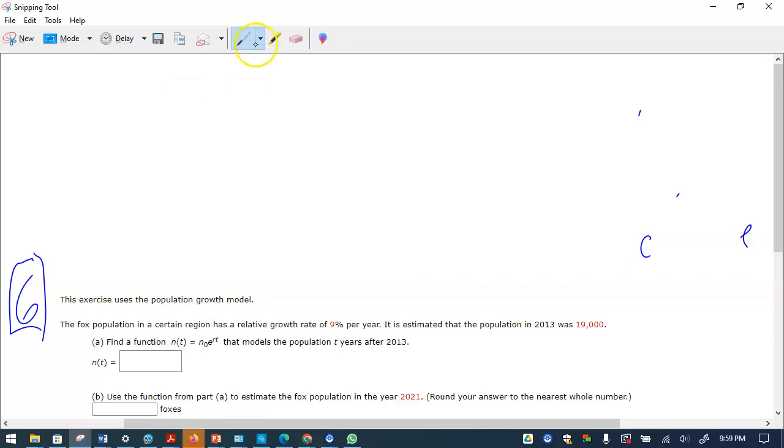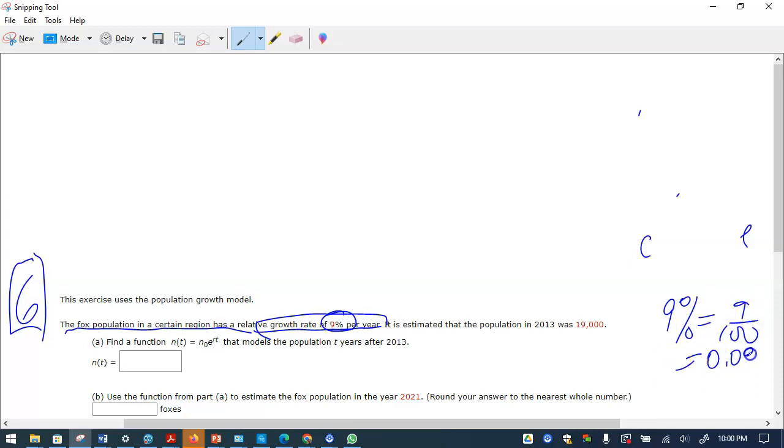So this is about the fox population in a certain region, which has a relative growth rate of 9% per year. So this 9% per year itself is 9 divided by 100, which is 0.09.